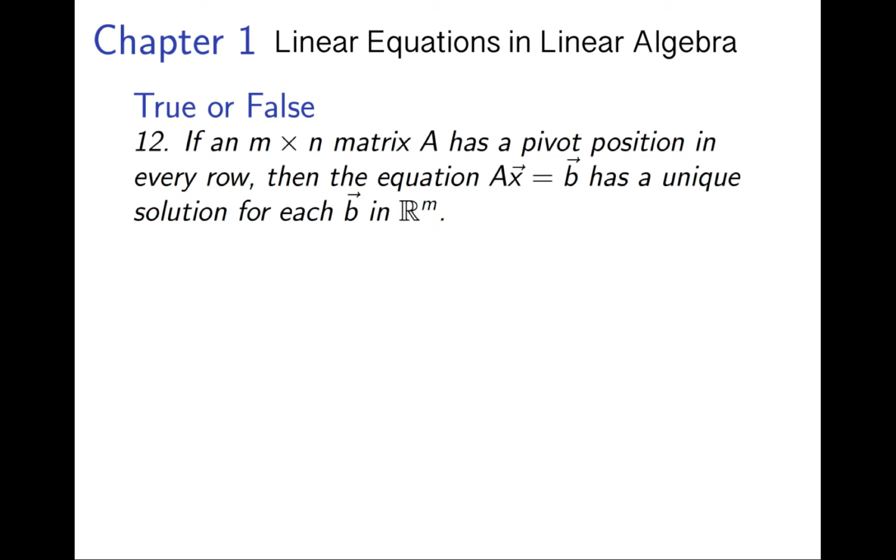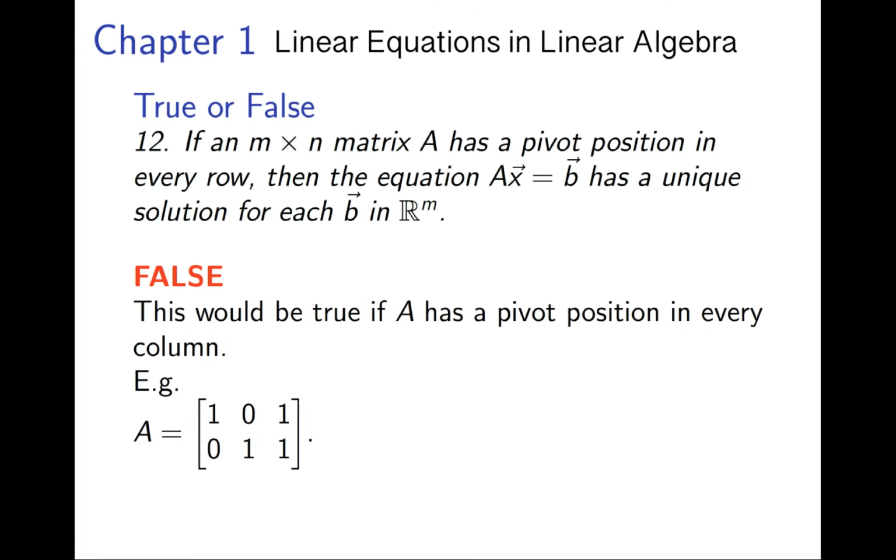Number 12. If an m by n matrix A has a pivot position in every row, then the equation AX equals B has a unique solution for each B in Rm. Well, that's false. This would be true if A had a pivot position in every column. A counterexample is the matrix 1, 0, 0, 1, 1, 1. It has a pivot position in every row, yet if you tried to solve AX equals 0, you could clearly see that it would not have a unique solution.